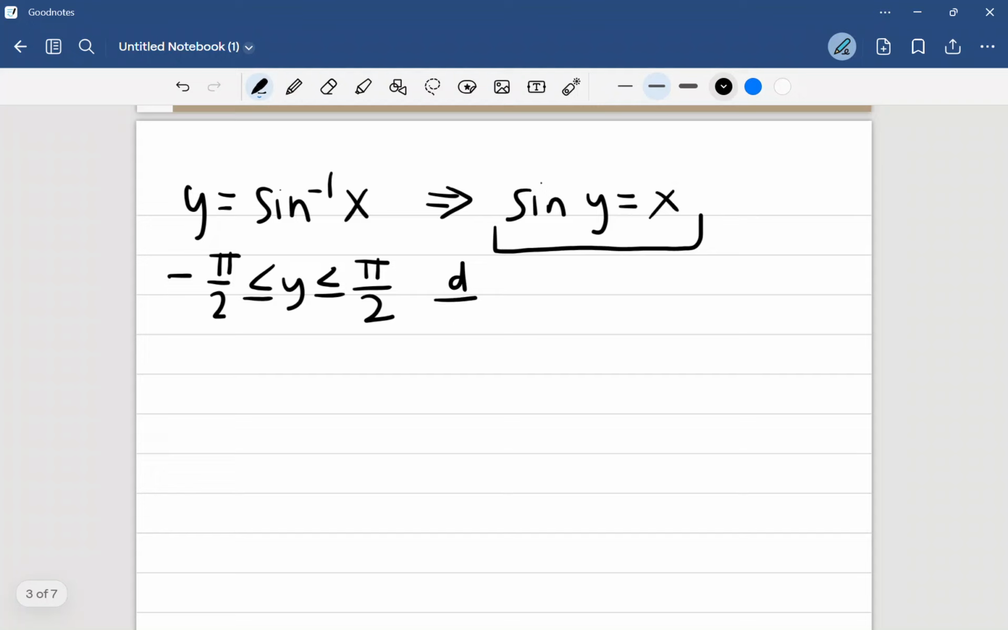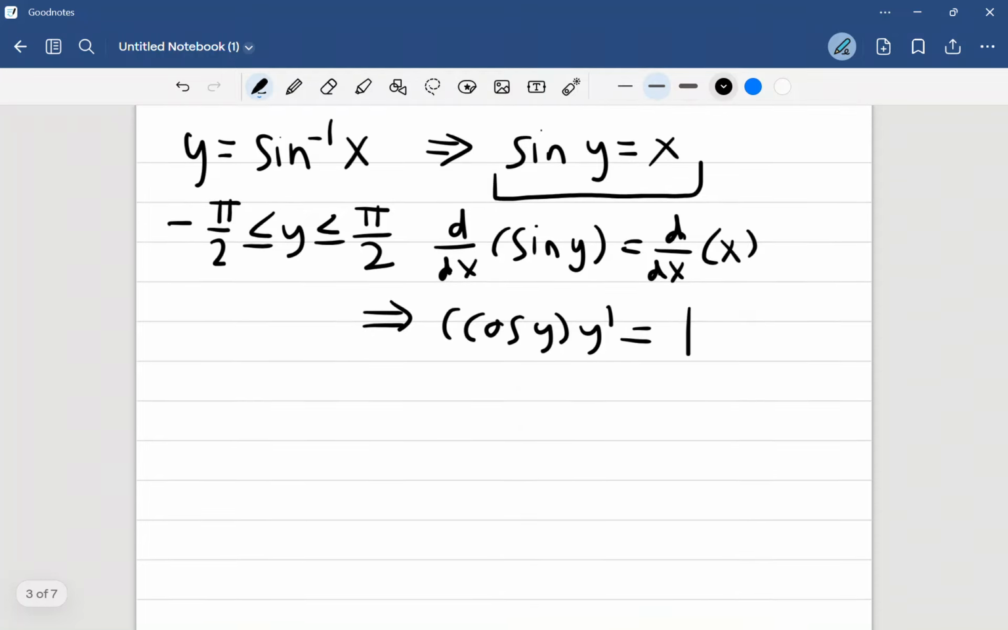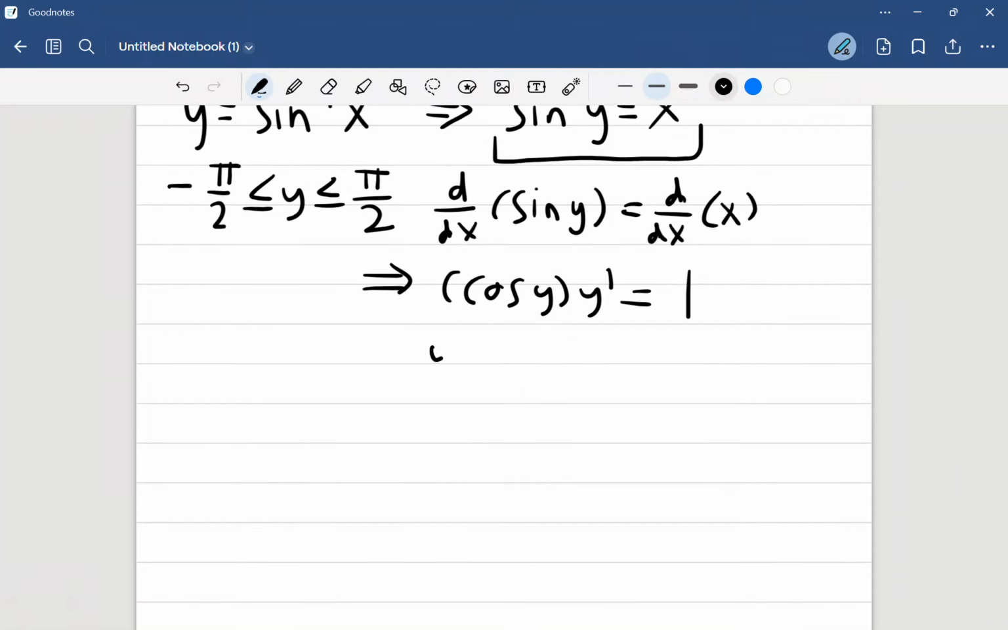So we have d/dx of sine of y is equal to d/dx of x, which implies, since the derivative of sine of y is equal to cosine y times y prime using the chain rule, that cosine y times y prime is equal to 1, since the derivative of x is just 1. Now let's solve for y prime. We get y prime is equal to 1 over cosine y.